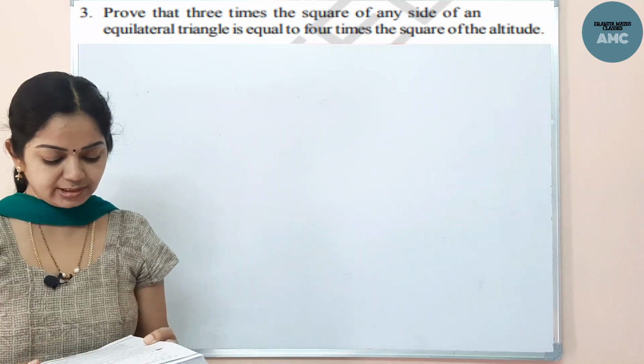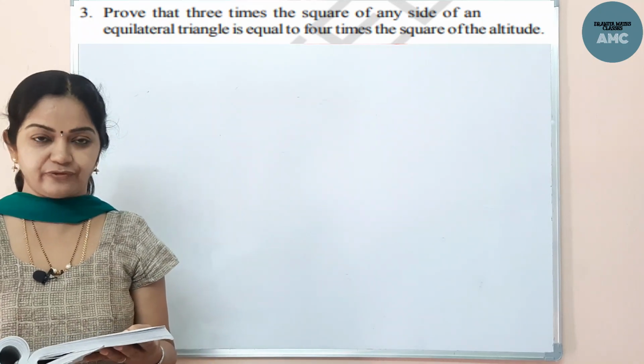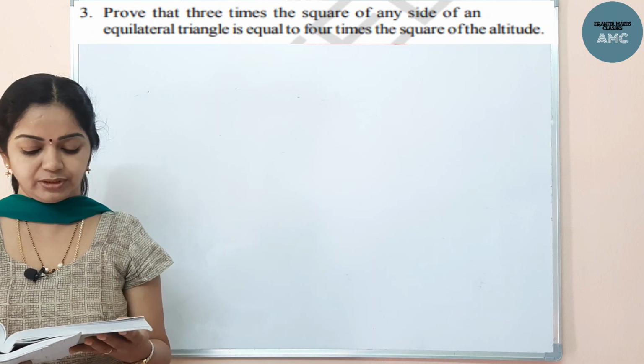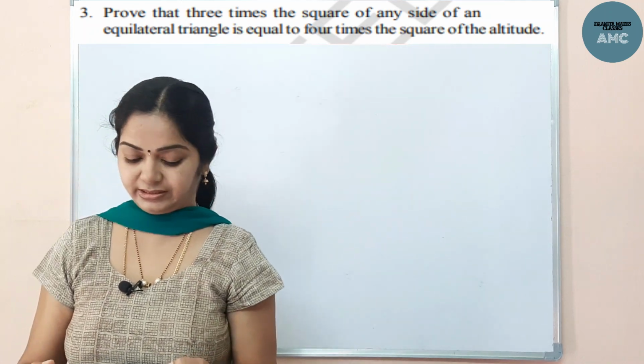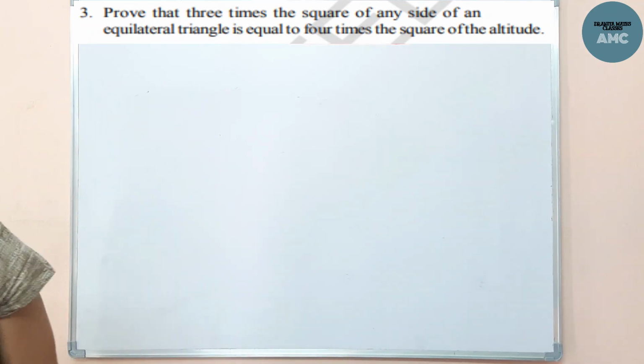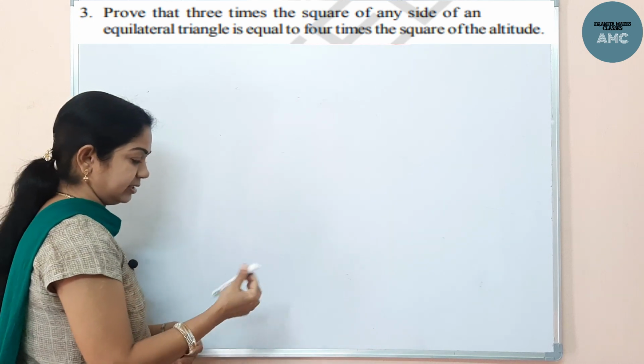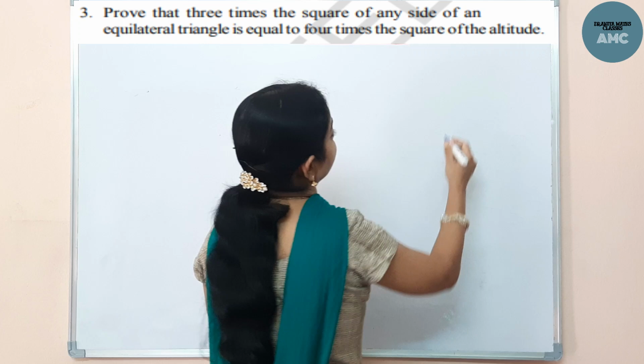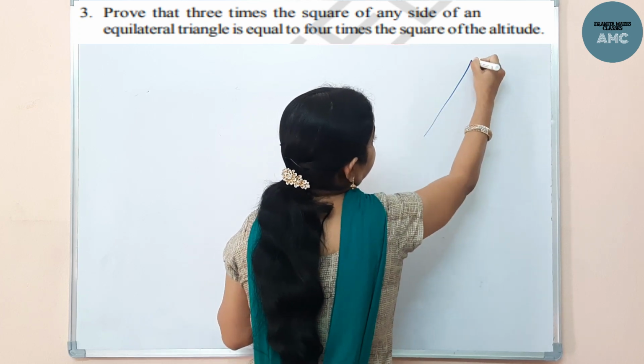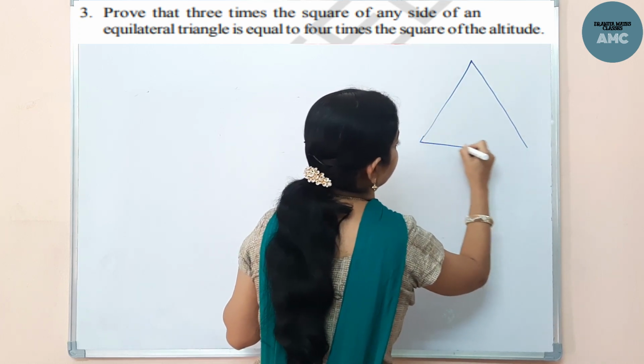Prove that 3 times the square of any side of an equilateral triangle is equal to 4 times the square of the altitude. Now here the diagram is not given. We have to draw the diagram. Now let's draw the diagram. It's given that it is an equilateral triangle. Let me draw an equilateral triangle.